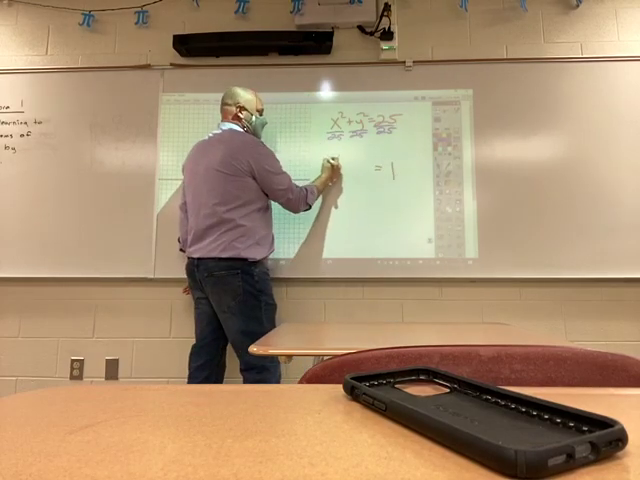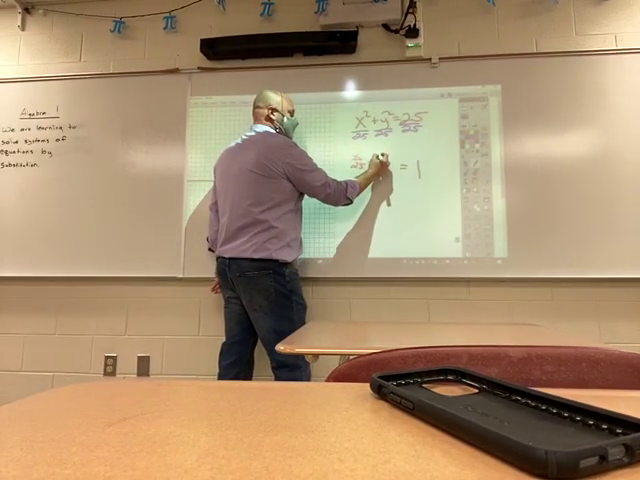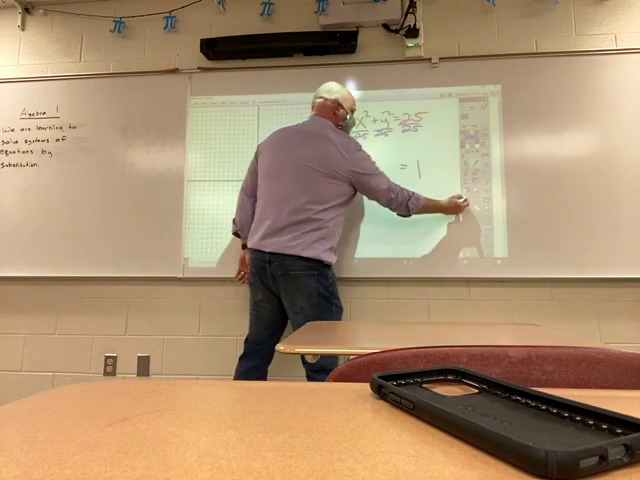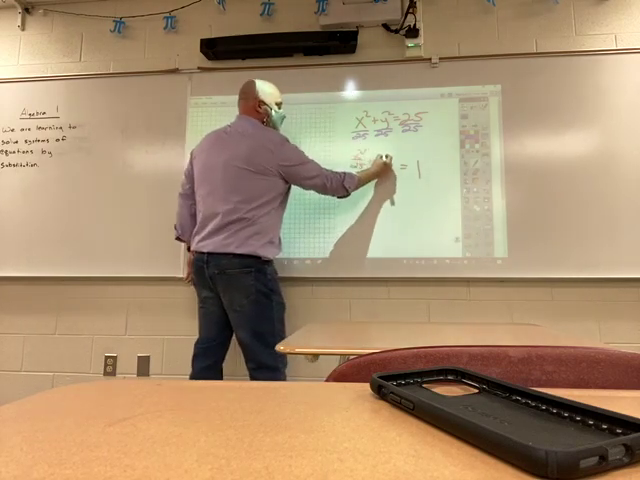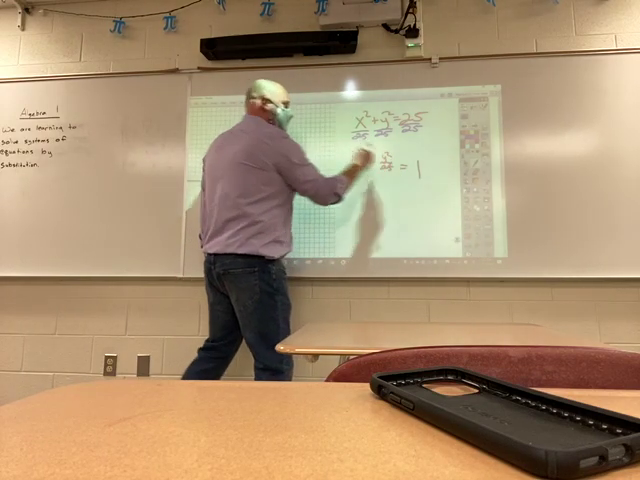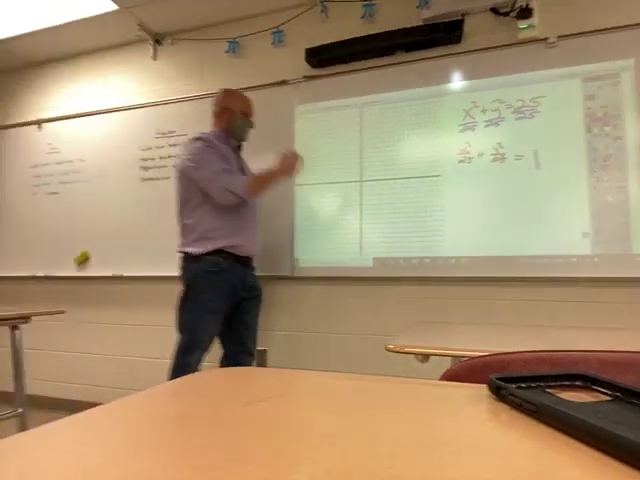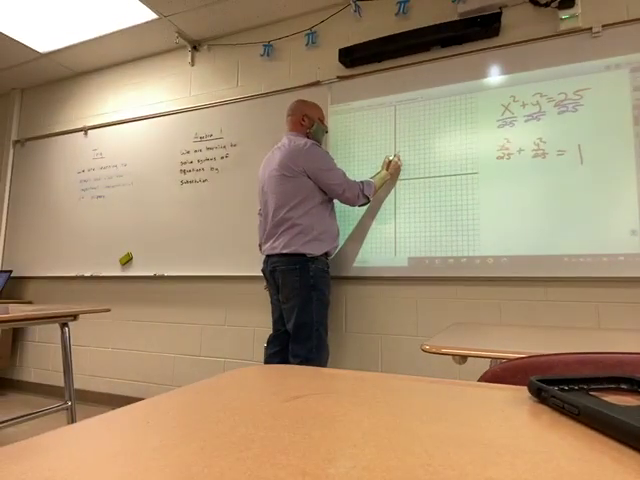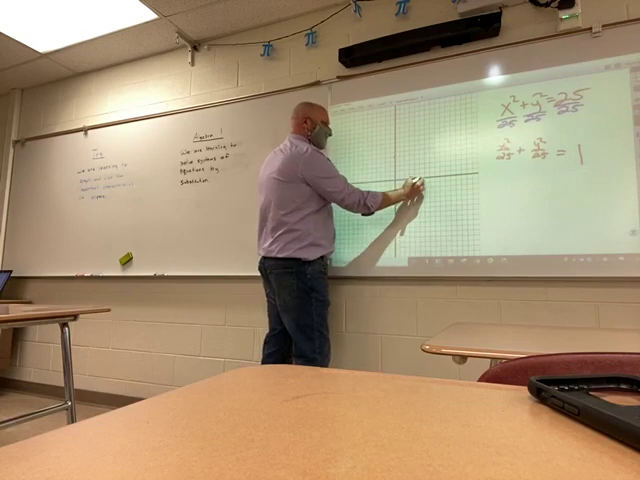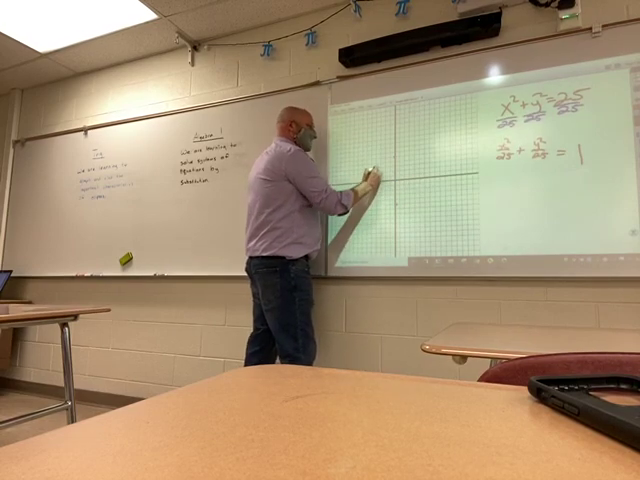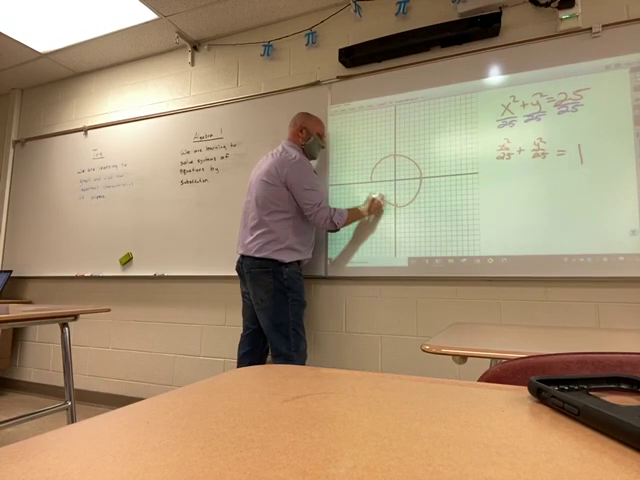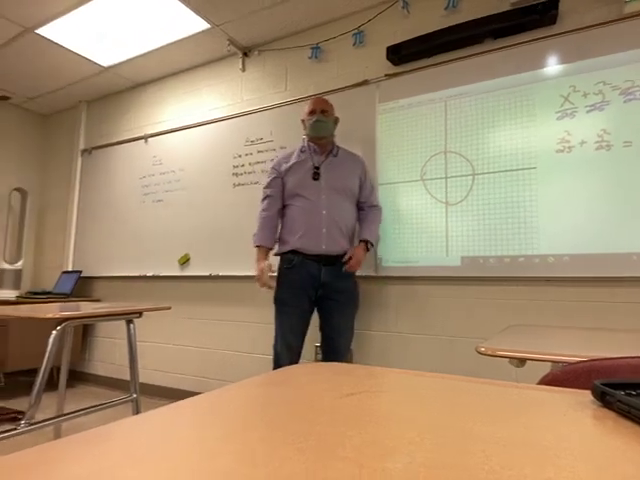So I'd get x squared over 25, y squared over 25. How far up and down am I going to go? 5. 1, 2, 3, 4, 5. Up and down 5. Right and left 5, right? And then I would draw my ellipse, which looks a whole lot like a circle.